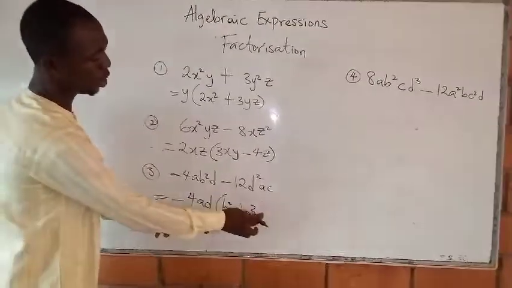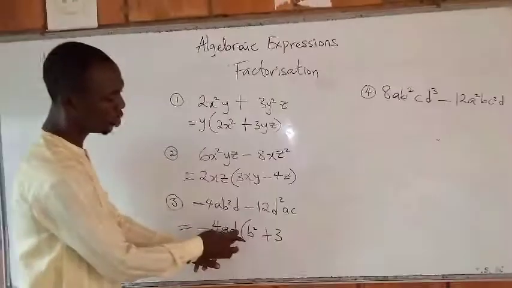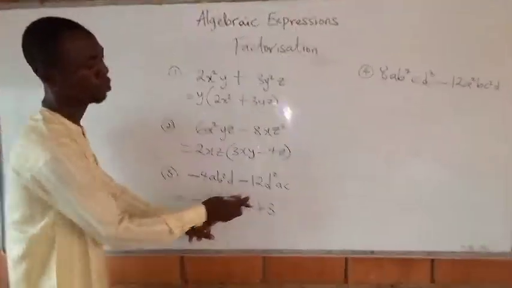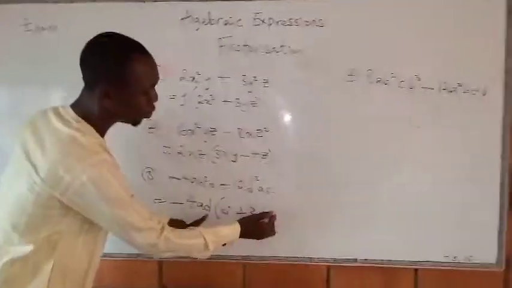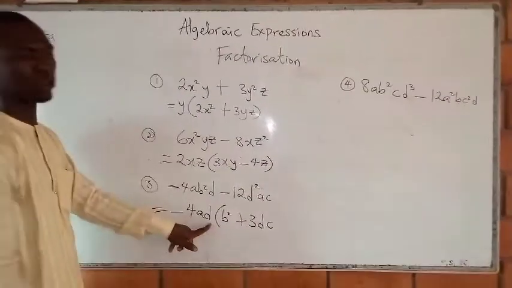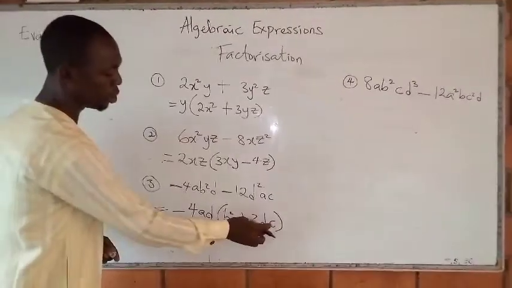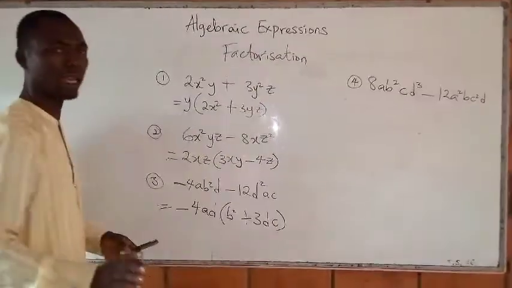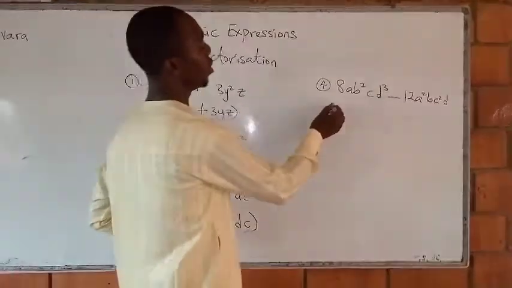A is already here, so there's no point writing another A. D is raised to power 2, and we have one of them outside, so D will remain 1. Then we'll be left with C too, because there's no C outside, so that C should be there. So this is b squared plus 3dc. We can see that these two terms don't have anything in common. Let's check the last example here.